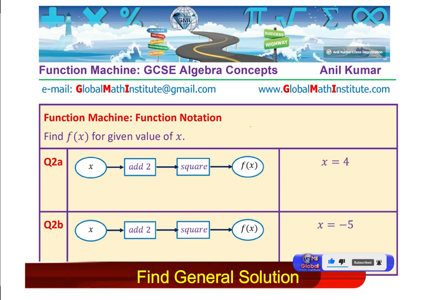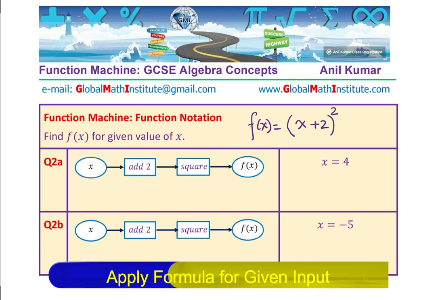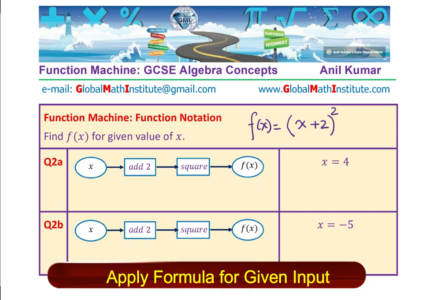So let me write down a general solution first. We'll write f of x is equal to, first we add 2 and then we square. X is the input, you add 2, and when you square, everything gets squared. You get the idea? Everything gets squared, so we get x plus 2 whole square. That is what you get.